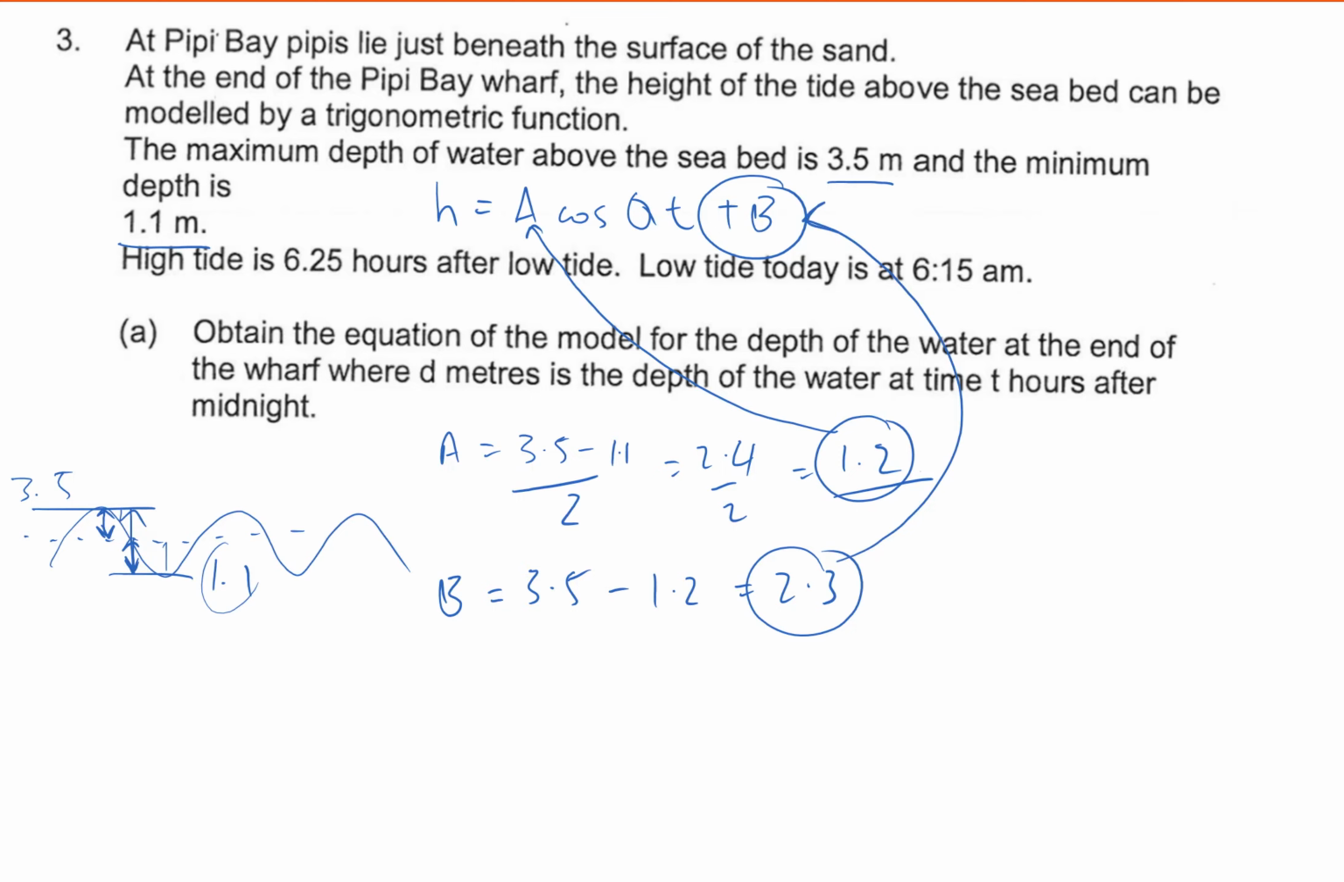Okay. So at the moment I've got H equals 1.2 cos QT plus 2.3. Happy with how I've got those two numbers? Yeah. Now this part here is the tricky one. Do you know why I've chosen cos? No. Not really, no. Because it starts at high tide. Yeah.